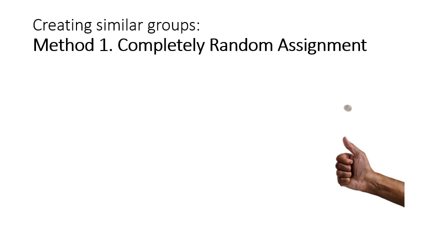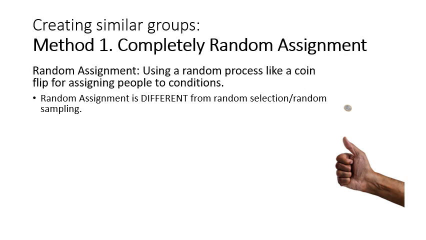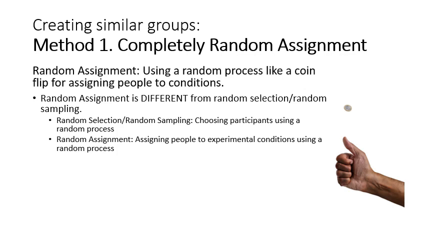So how do we create similar groups? Method 1, completely random assignment. So random assignment in general means that we're using a random process like a coin toss for assigning people to conditions. So this is so often confused for students. Random assignment is different from random selection or random sampling. Random selection or random sampling means you're using a random process to choose participants. Random assignment means you're using a random process to assign people who have already been chosen to different experimental conditions. So don't get those terms confused.